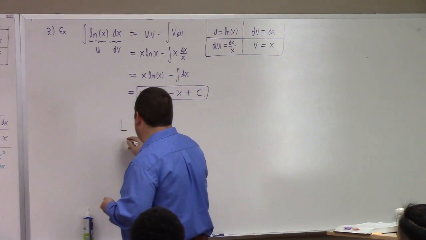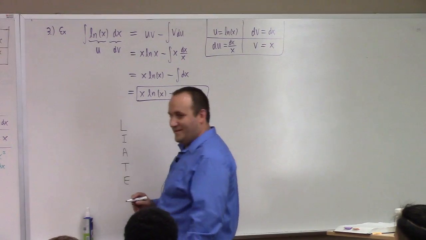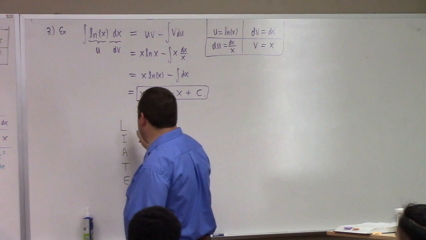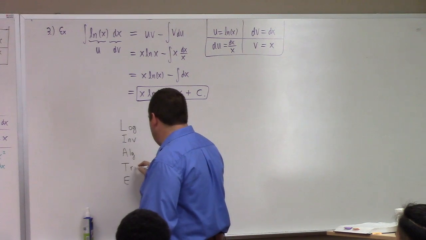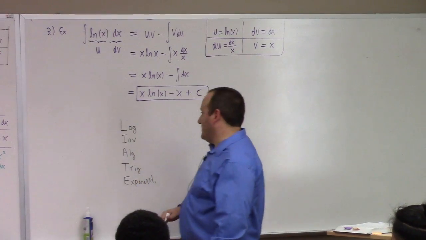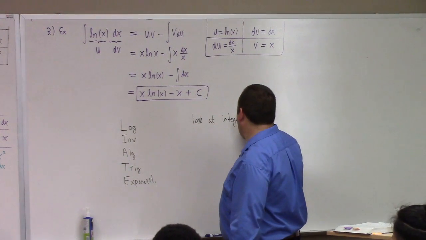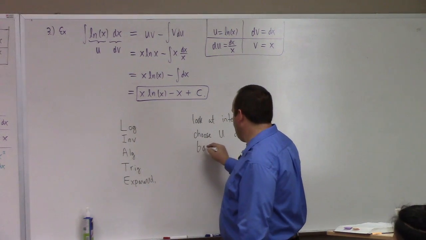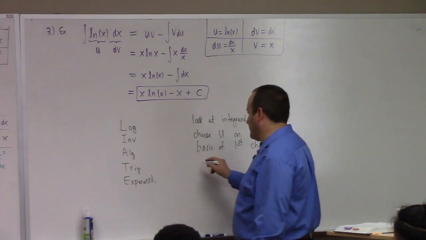There's this rule of LIATE. LIATE tells you how to choose the u. Now, these are supposedly mutually distinct categories. I reject the mutual distinction of these categories, which is part of the reason I don't understand it. You got log, inverse, algebraic, trigonometric, exponential. So what you're looking for is you look at the integrand and you choose u on the basis of first choice, top to bottom.